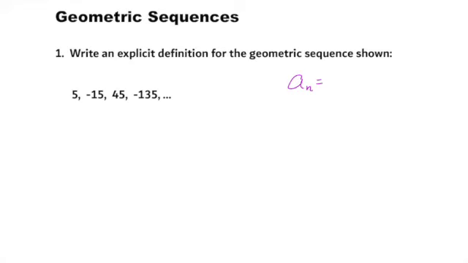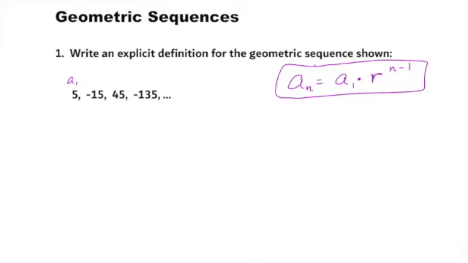a sub n, the explicit definition for the nth term, will always be the first term multiplied by r, that common ratio, raised to the n minus 1. And the first term is pretty obvious. That's what's first if they give you the list of terms. In this case, it would be 5.